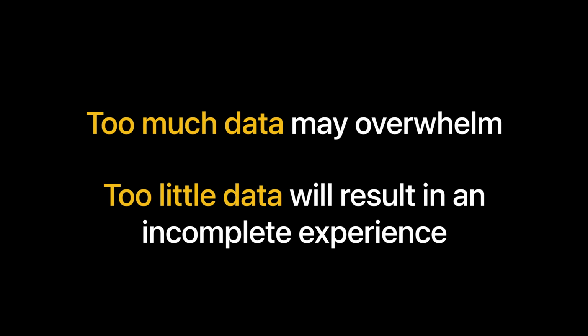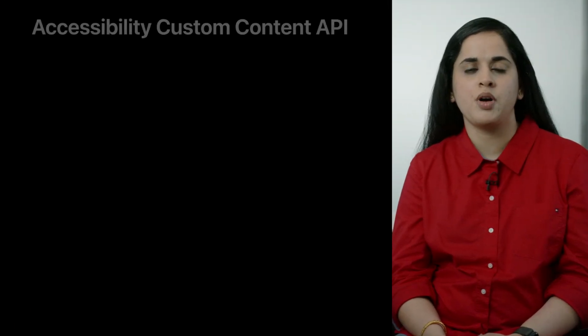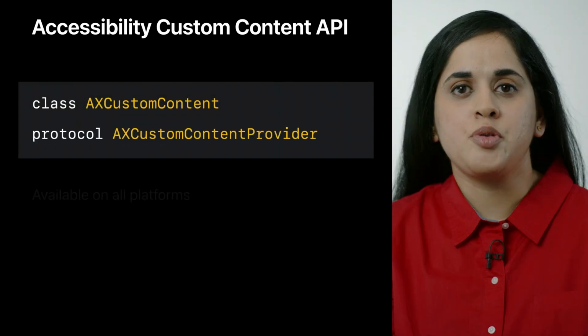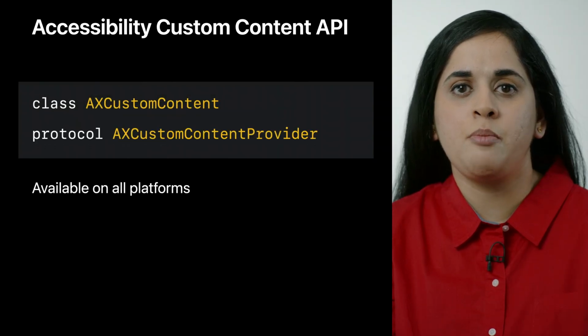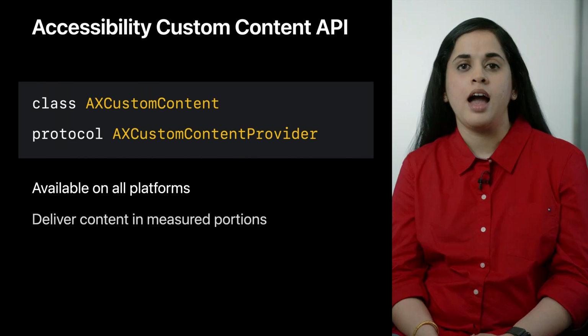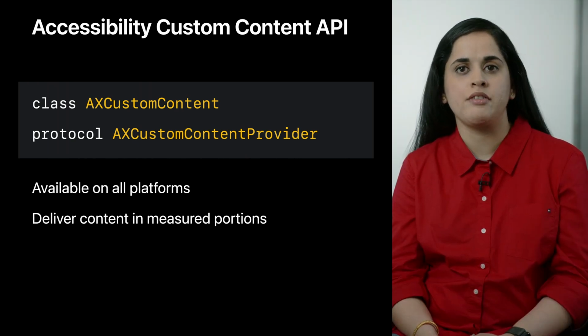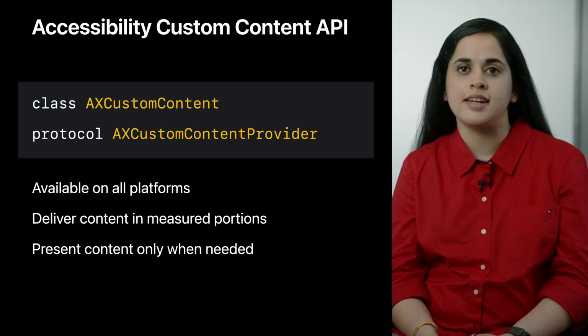Both extremes are frustrating, and finding a balance here might be difficult because different users might want different information when using your app. To achieve this balance, we have the AXCustomContent API. This class and protocol in the Accessibility framework is available on all platforms. A common issue with presenting complex data with VoiceOver is solved by this API by delivering accessibility information to your users in measured portions. With this API, you can leverage assistive technologies to present only the content your app users need when they need it.